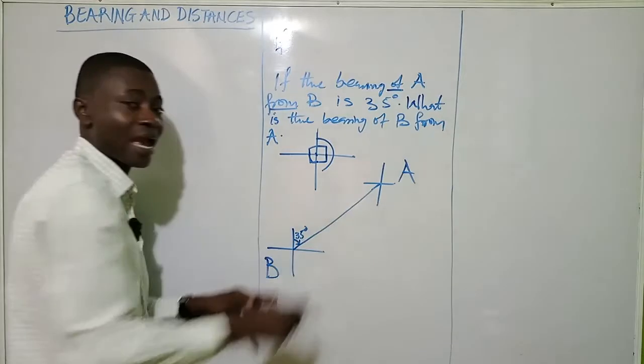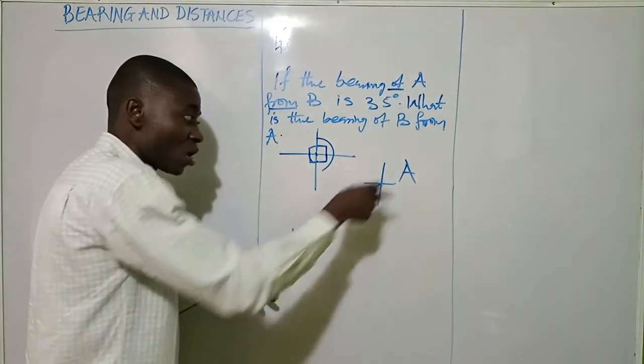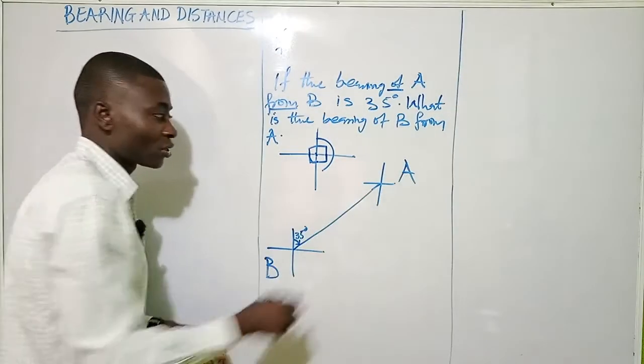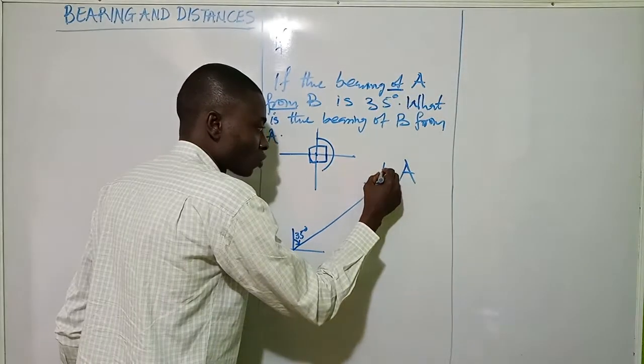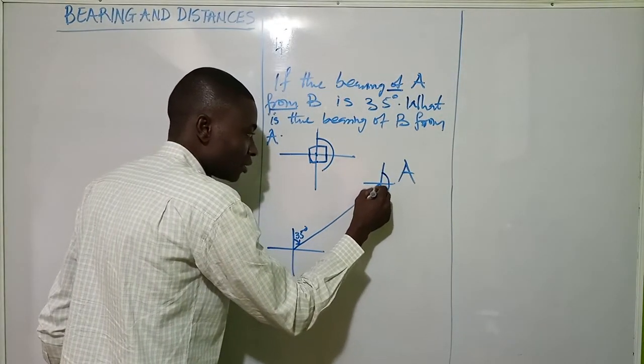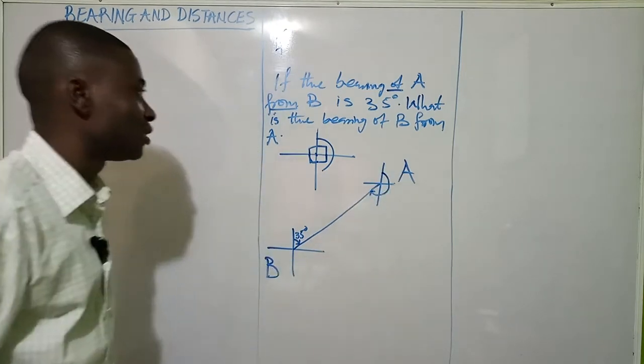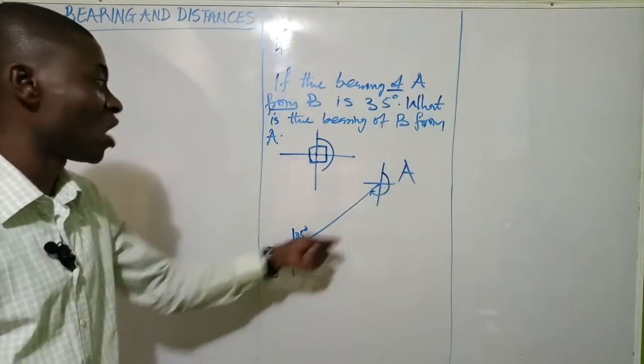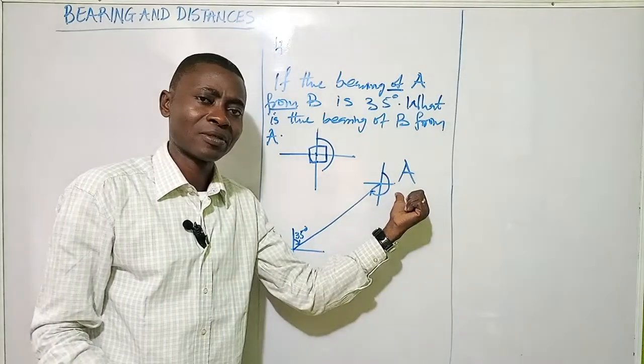A. That means from here. What is the bearing of B from A? So that means that this is what we are going to look for. We're going to look for this whole angle here. The whole of this angle is the bearing of B from A.